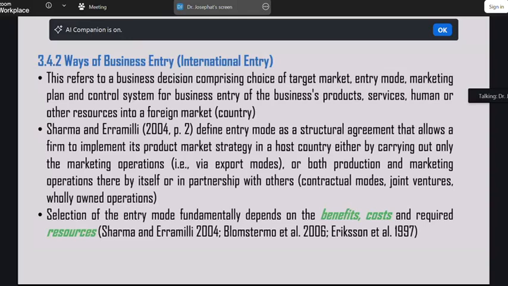So selection of entry model fundamentally depends on the benefit, cost, and the required resources. Kwa inategemea which benefit, which model is much more beneficial kwa mjasiriamali, which model is less costly kwa mjasiriamali, as well as required resources. Sometimes unaweza kukuta raw materials in a foreign market is not available. Such a ways, that means an entrepreneur should produce within his or her home countries and then export to foreign market in the likes.